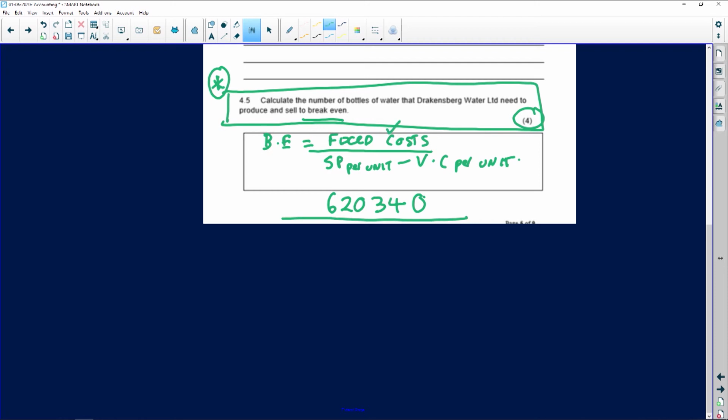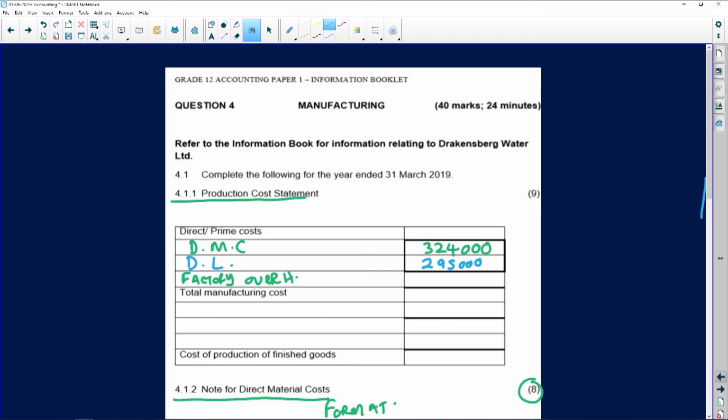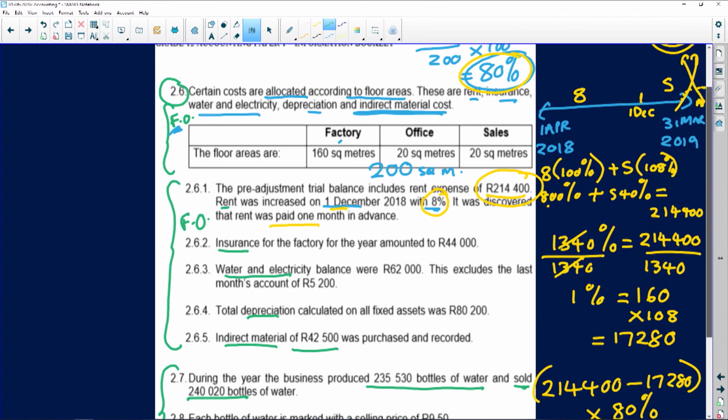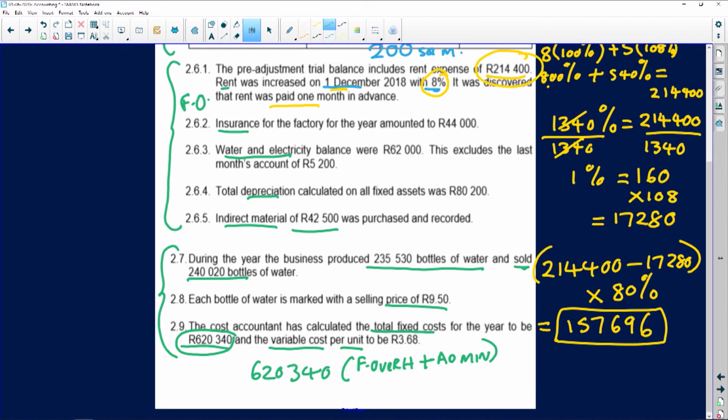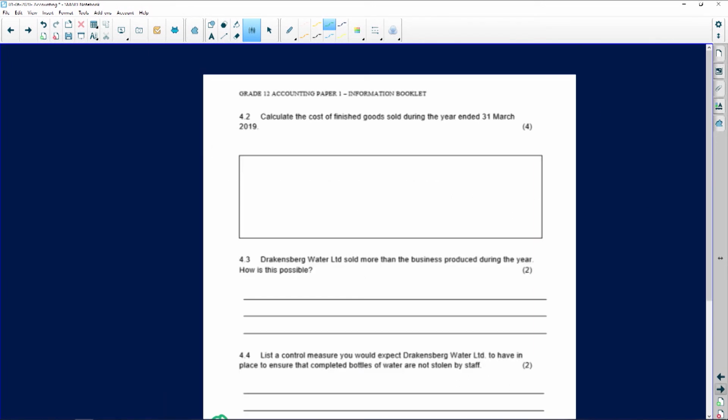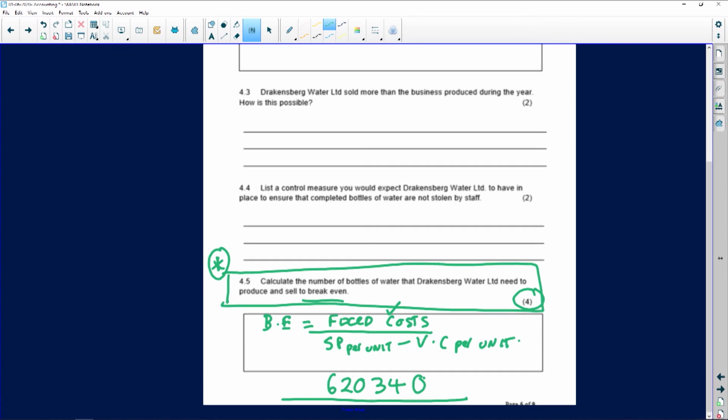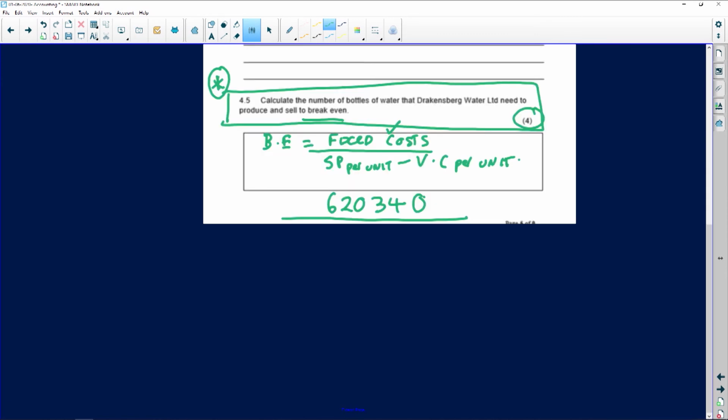Now I'm going to look at selling price per unit and variable cost per unit. So let's go back to our information. Right, and our selling price, so each bottle of water, the selling price is 9 Rand 50, and the variable cost is 3 Rand 68. So all I'm doing is taking selling price minus my variable cost, and remember it must be per unit. Okay, so the selling price, let's do that quickly. The selling price was given to me at 9 Rand 50 minus the variable cost, an amount of 3 Rand 68. Okay, right, so let's take our calculator out.